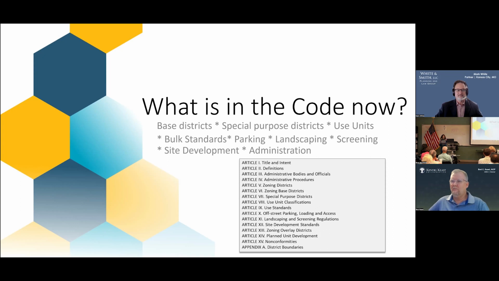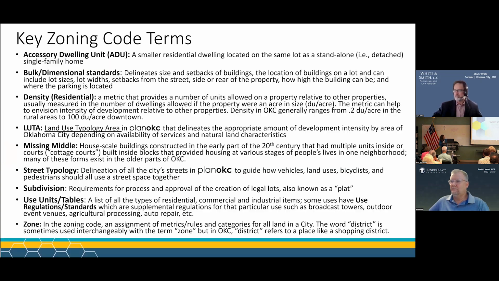So what is in the code now? Don't fall asleep. It's a little bit much, but we have these things in the code now. I'm going to go through some of them, but we'll be looking at all of these different articles for changes and combinations, and really we're trying to make this easier. So the next slide is the key zoning terms. And I was told y'all can't get out of here and you can't get your CEs unless you have a key zoning term slide. So some of you might already know some of these things, but we'll just go over them quickly.